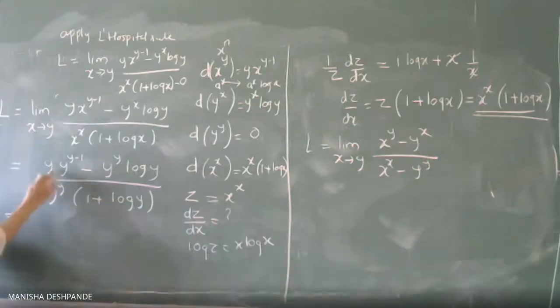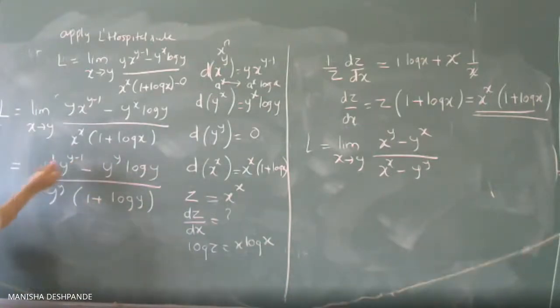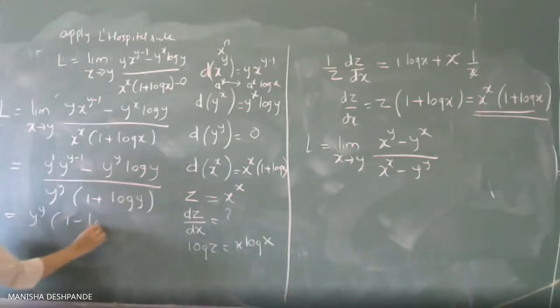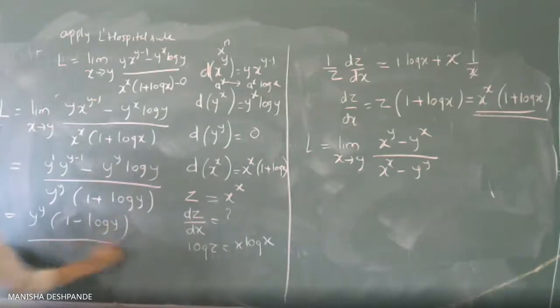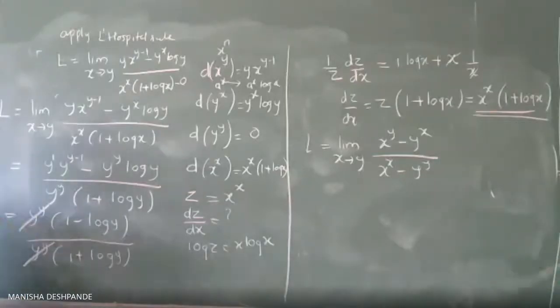And therefore, you can see y raised to y is common. Y minus 1 plus 1. This is y minus 1 plus 1. So y raised to y is common. 1 minus log y divided by y raised to y into 1 plus log y. And now this is not in indeterminate form because you are getting the fixed answer. So the answer of your limit is 1 minus log y upon 1 plus log y.